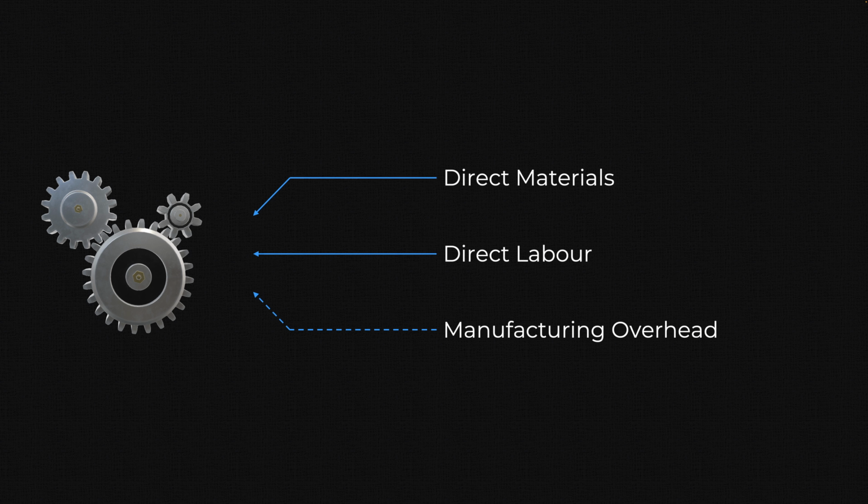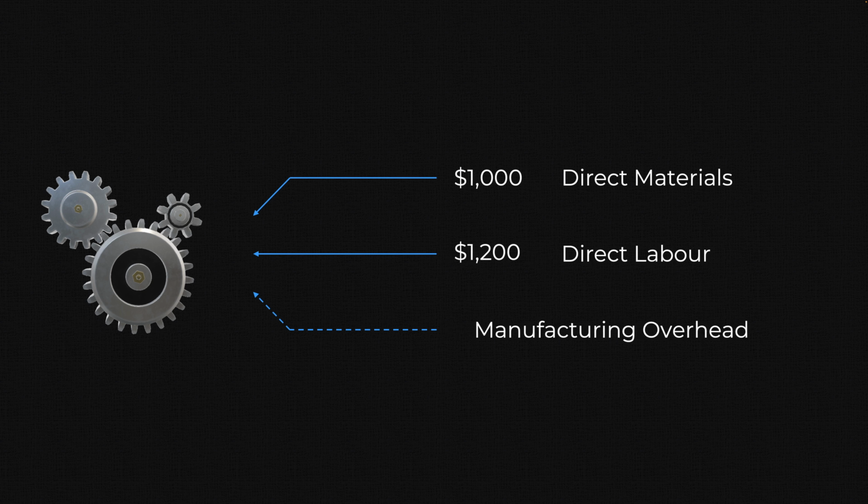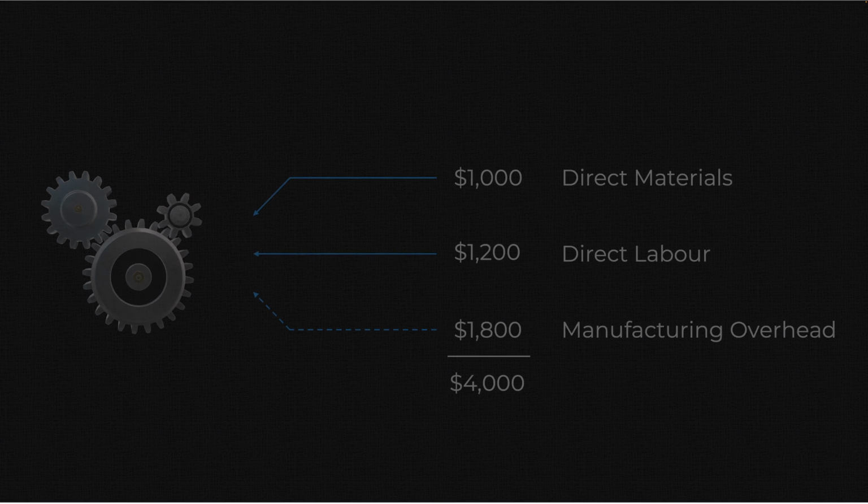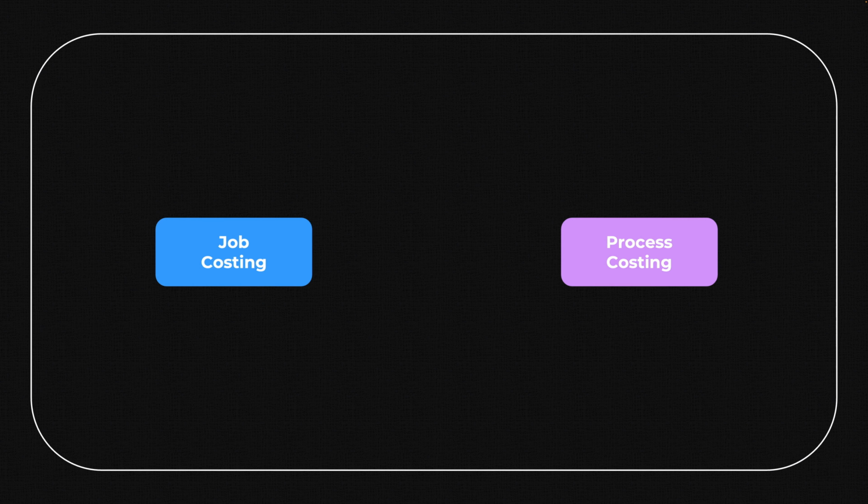Let's say they do this and the direct materials ends up being $1,000, the direct labor is $1,200, and the manufacturing overhead is $1,800. The total cost of this custom gear component is $4,000. And now it's game time. In this game, I'm going to ask a few questions and you'll have to respond to say, are we talking about job costing or are we talking about process costing?